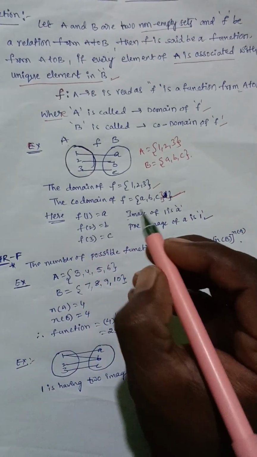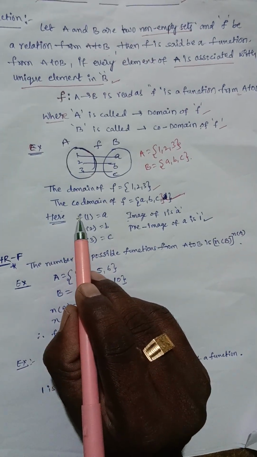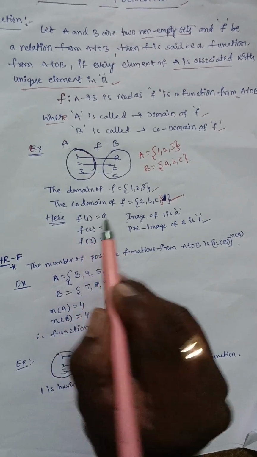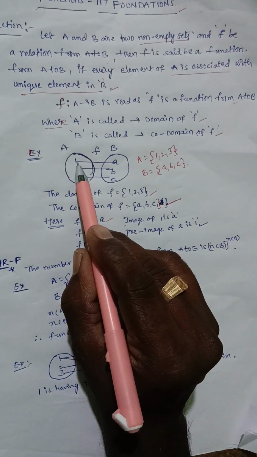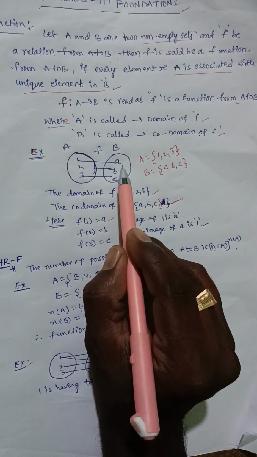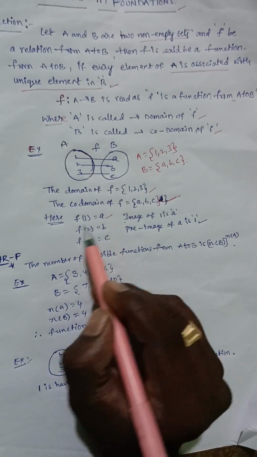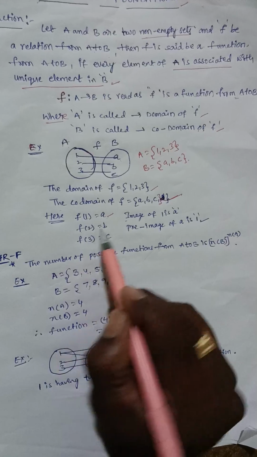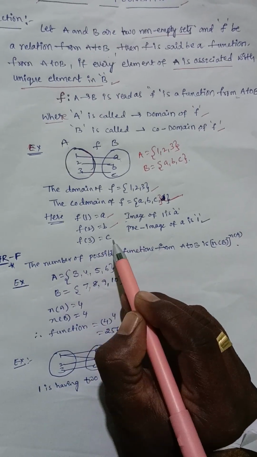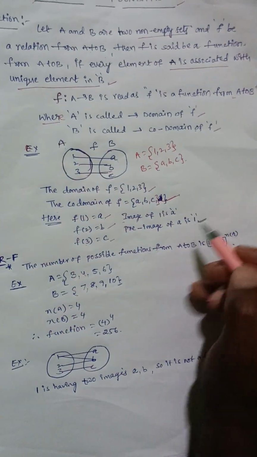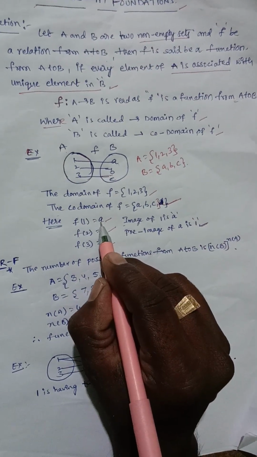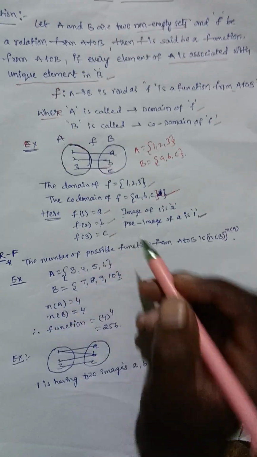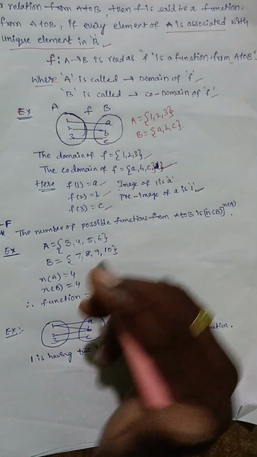Now, the image of 1 is defined as f of 1. f of 1 is nothing but a, so the image of 1 is a. Observe that 2 is associated with b, so f of 2 is b, the image of 2 is b. The image of 3 is c. Next, the pre-image of a is 1, the pre-image of b is 2, and the pre-image of c is 3. So this is the definition of a function.